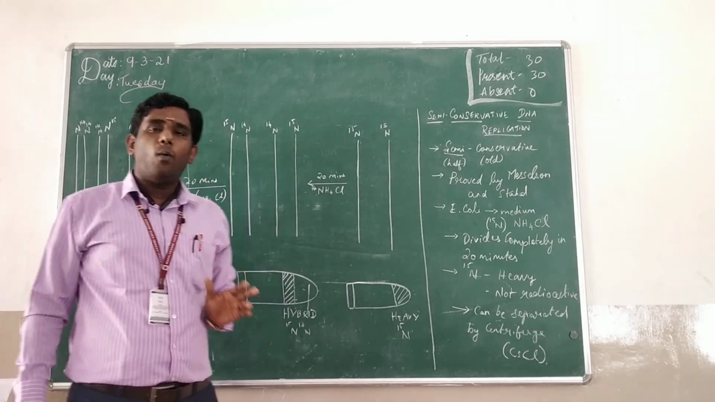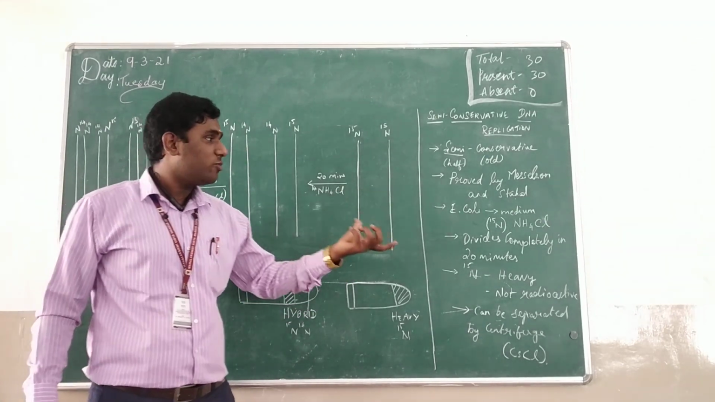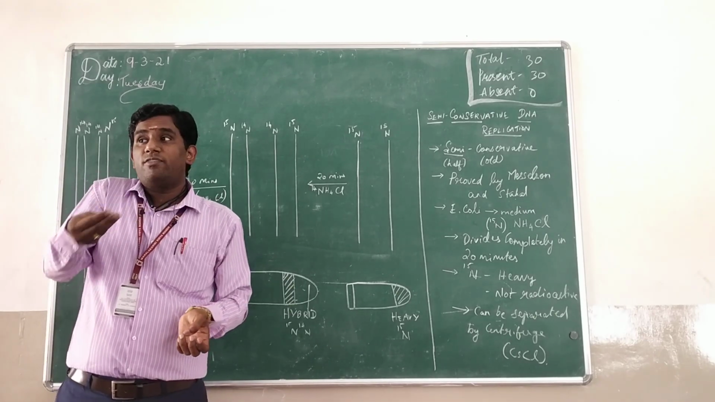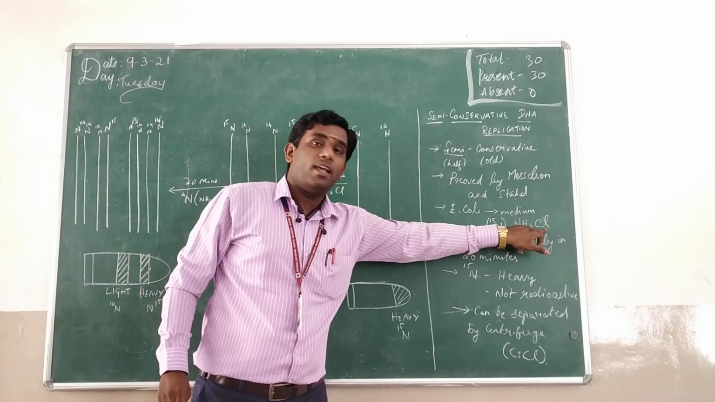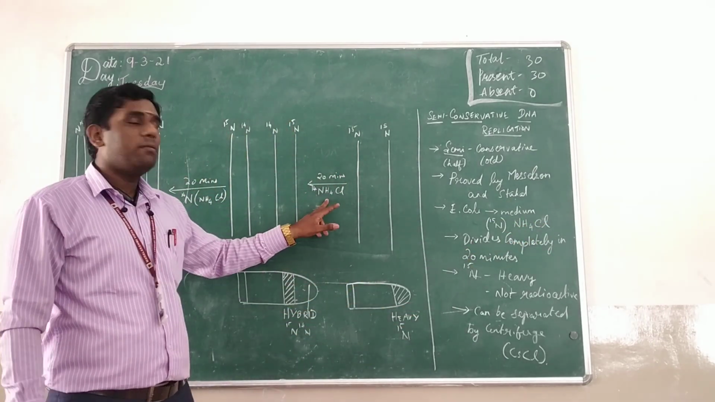Is it clear? Now what they did, they took this E. coli, the E. coli that is formed in this Petri plate, and put a sample of that into another Petri plate that also contains NH4Cl, but not with heavy nitrogen, but with N14.